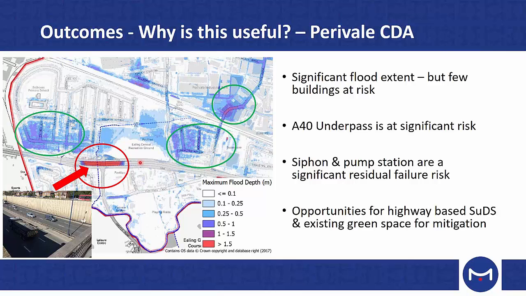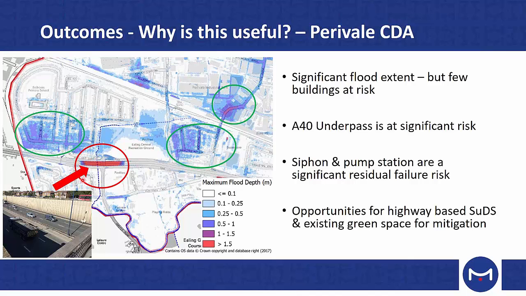risk. And it also highlighted that because of this distributed nature of the flooding, there were quite a lot of opportunities within the catchment for highways-based subsystems and green space for mitigation. So these are relatively low density residential areas with plenty of space around the roads for rain gardens and permeable paving and that kind of thing.